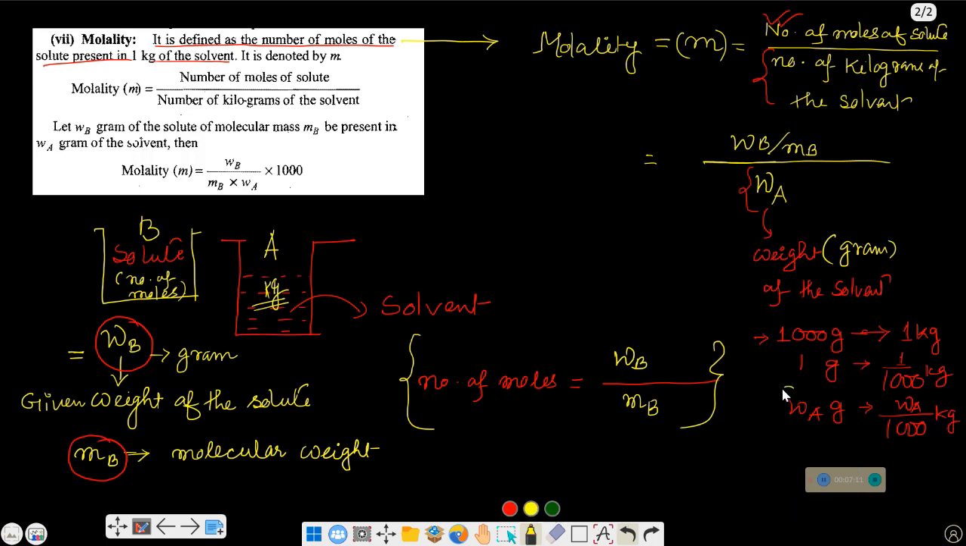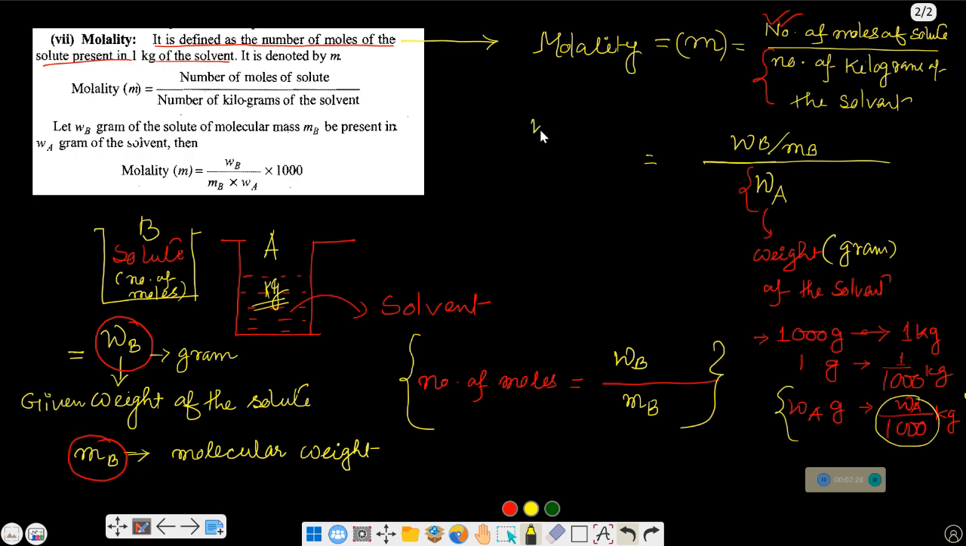So this is important. You need to express this in terms of kg. Okay, kg is how much? This one. So you need to put this Wa in terms of kg. If you put this in terms of kg, how will it look? It will look like this.